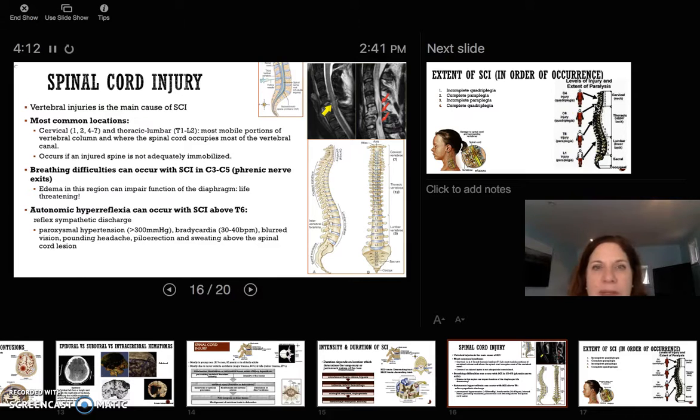There is also something called autonomic hyperreflexia that can occur with anything above T6 that can cause us to have crazy high blood pressures. Remember, normal blood pressure 120 to 140 to 150 to 160 depending on the person, and bradycardia. So decreased heart rate, anything under 50 is a bradycardia. So that is called autonomic hyperreflexia and that can occur with damage to anything above T6.